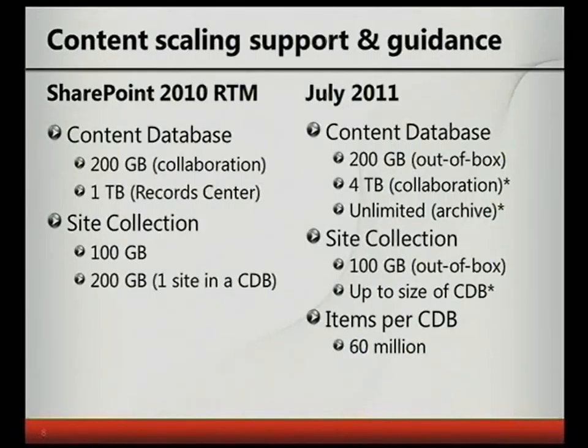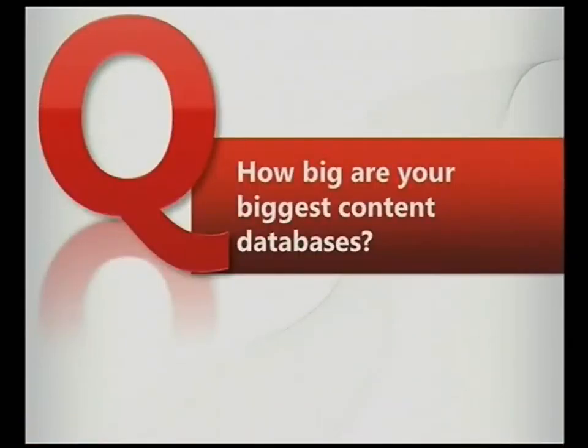Now keep in mind that Microsoft supports up to 30 million items in a single list or library. This is across all lists and libraries, all site collections in a single content database. And so this was actually one of the behind-the-scenes real issues that they were trying to solve: at what point do we have to tell people your content database is too full rather than too big? Does that make sense? All right.